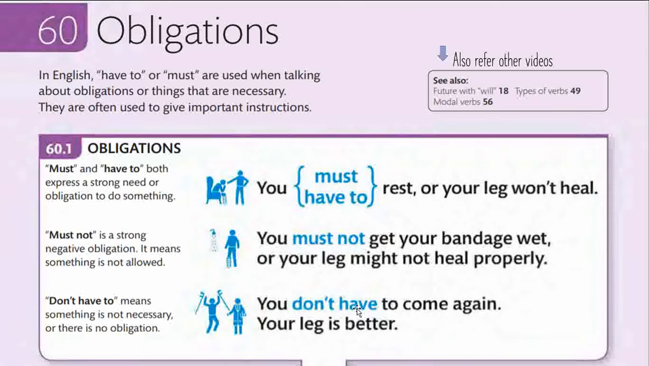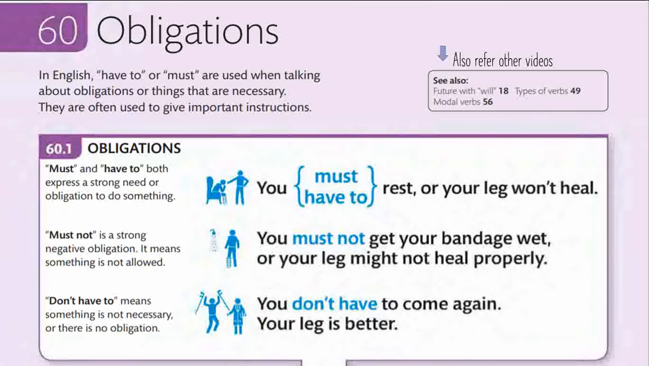You don't have to come again. Your leg is better. You do not have to come again. Your leg is better. But in spoken English, the do not is contracted to don't. You don't have to come again. Your leg is better. So under this pointer, we have seen must and have to are used for expressing that something needs to be done. Must not is used for something that is not allowed, and don't have to is something that is not necessary.